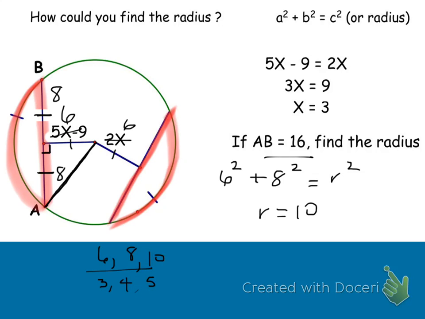And again, that's just me understanding, and hopefully you understanding how to use special right triangles, 3, 4, 5. The 6, 8, 10 is a multiple of 3, 4, 5. And so if you can understand that, it's a little quicker than using Pythagorean theorem. But if you need to use Pythagorean theorem, please do that to solve. But I just figured out that the radius was 10 units.